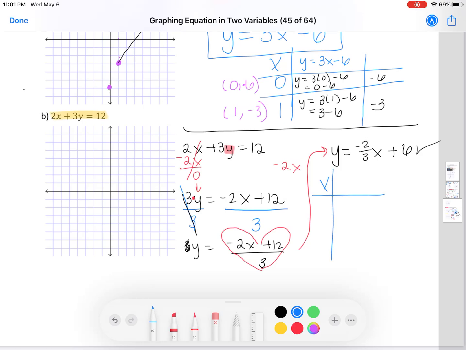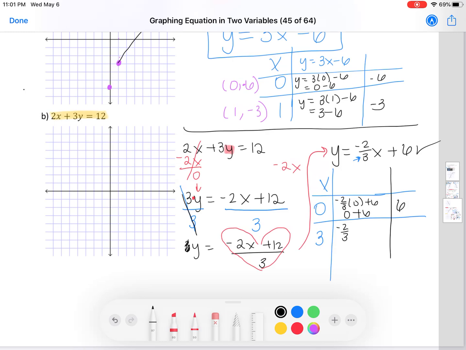Let's go ahead and do our grid, our chart. Let's plug in points like 0. And let's go ahead. Well, I want to be clever. I see I have a denominator of 3. So let's multiply by 3 so that it can divide out. Okay, let's work this out. So I have negative 2 over 3 times 0 plus 6. 0 plus 6, we get 6.